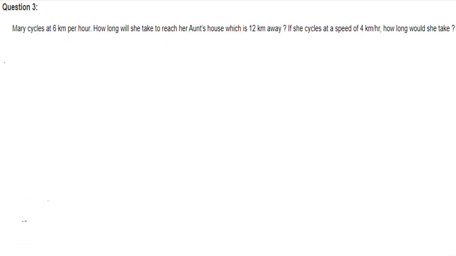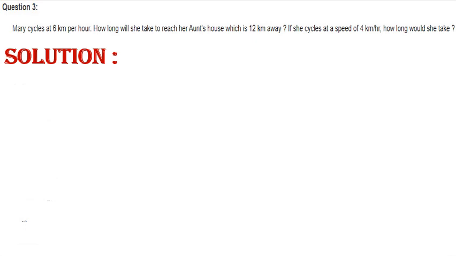Now let us move on to question number 3. Mary cycles at 6 km per hour. How long will she take to reach her aunt's house, which is 12 km away? If she cycles at a speed of 4 km per hour, how long would she take? So here is a situation. Let's begin the solution. Here we have two situations.